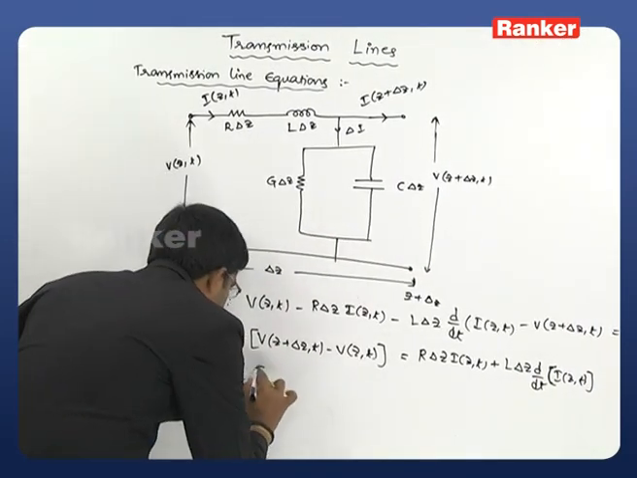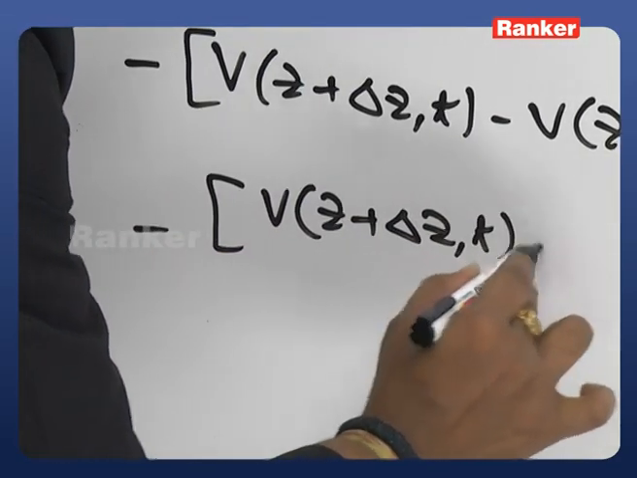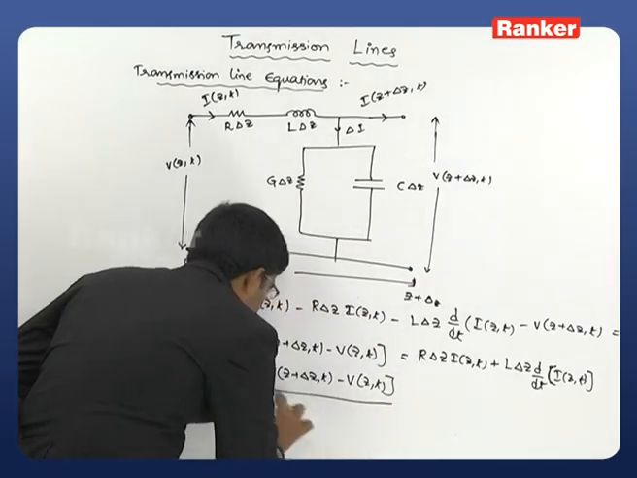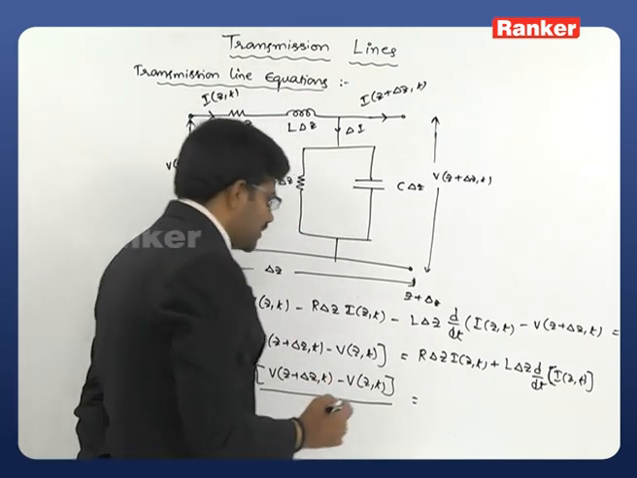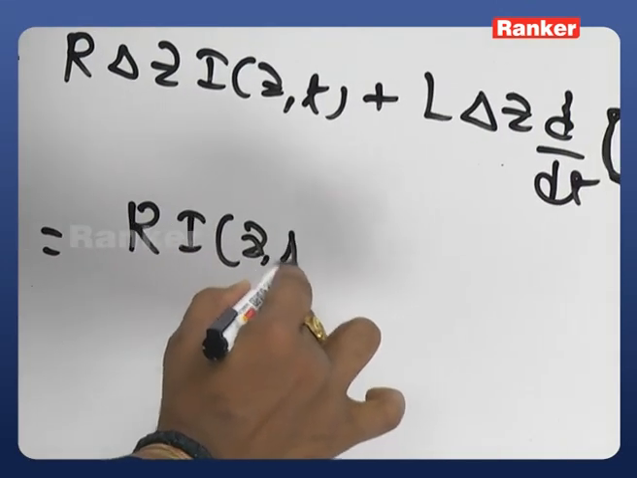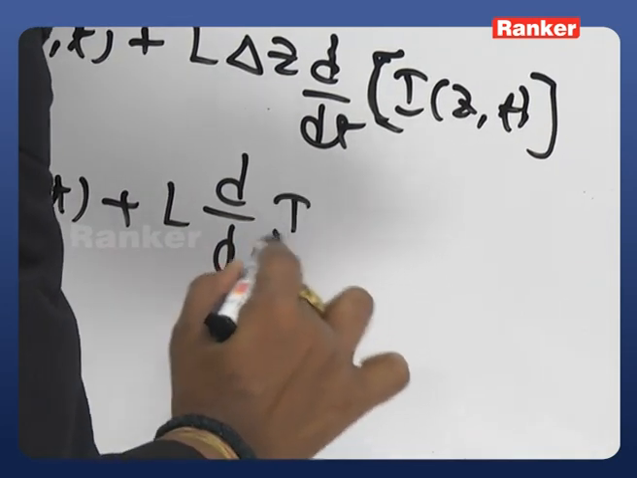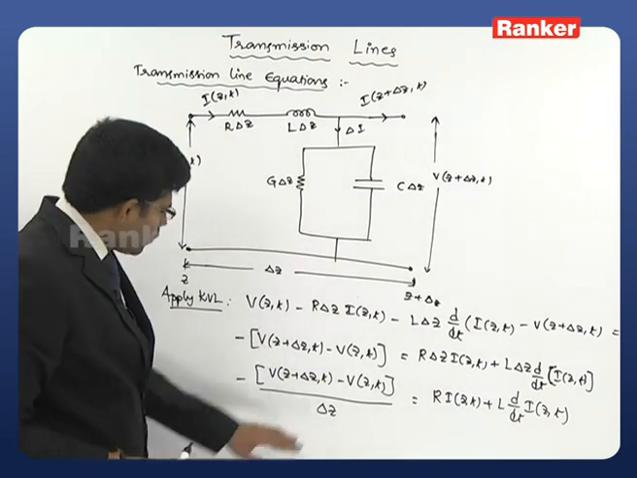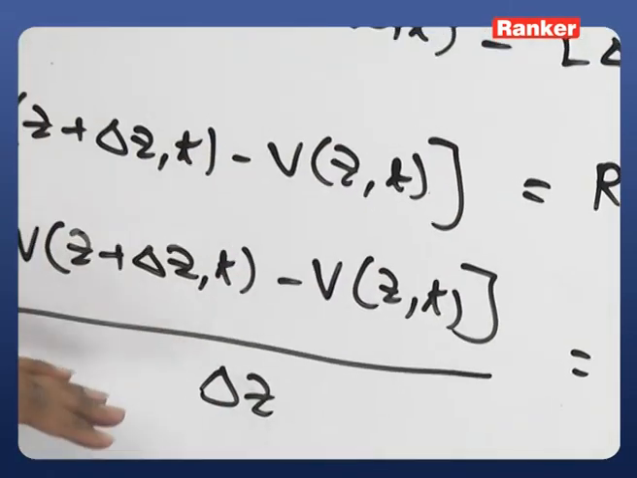Then it is minus V of z plus delta z comma t minus V of z comma t divided by delta z. So on both sides I am just dividing with delta z, which is equal to r I of z comma t plus L d by dt of I of z comma t. Just simply observe the equation that I wrote. With simple rearrangement of these parameters, I got this expression.